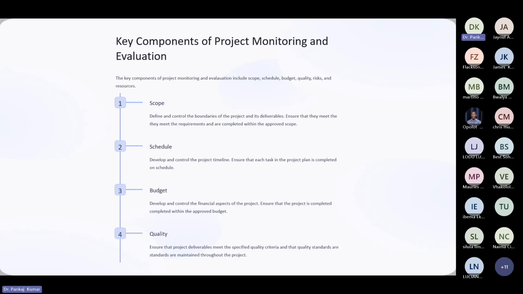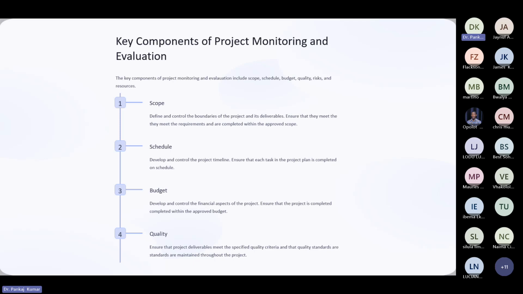We can implement quality control processes to evaluate the actual deliverables against the predefined quality criteria. We can use techniques such as inspections, reviews, testing, and validation to check for defects or deviations from quality standards.